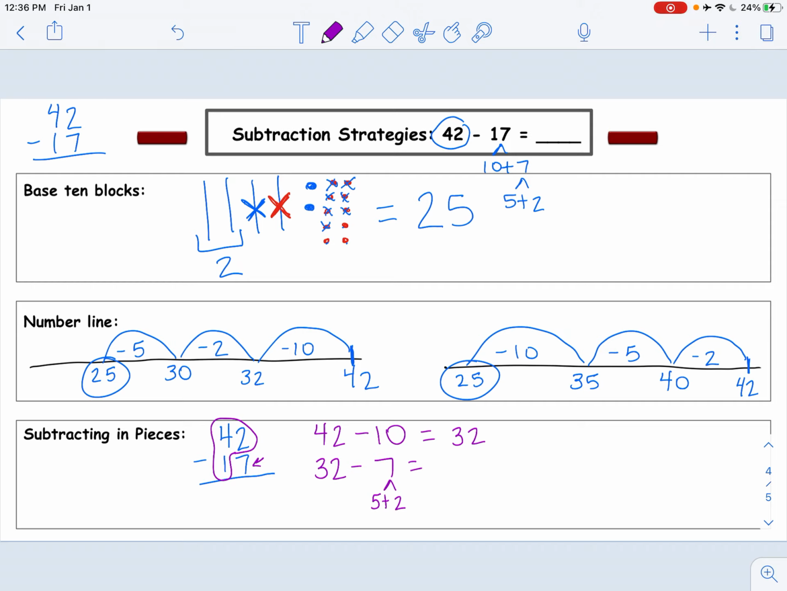And so now it's a little easier for me to think, okay, so I'm going to move over here. 32 minus 2 equals 30, right? Getting to that friendly number is so much easier to work with. And then I'll take 30 minus the other number here. I've got the 5, equals 25. All right, so that is subtracting in pieces.